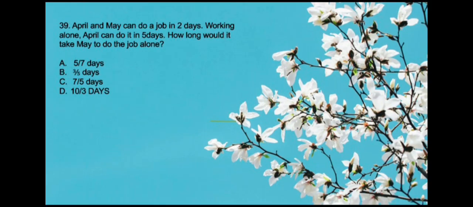Next number is 39. April and May can do a job in 2 days working alone. April can do it in 5 days. How long would it take May to do the job alone? A 5 and 7 days, B 3 over 5 days, C 7 over 5 days, and D 10 over 3 days.